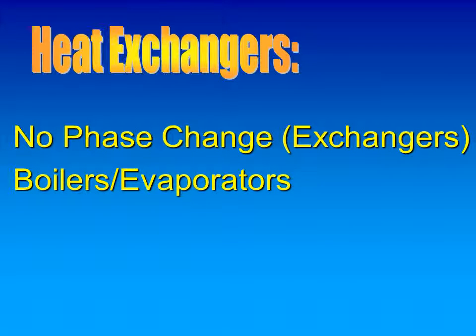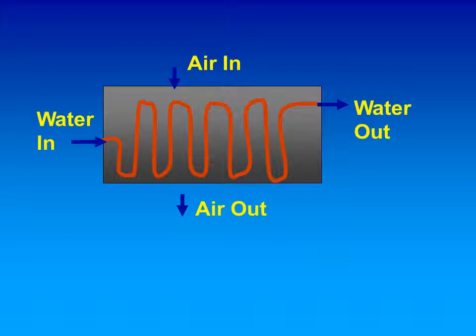Boilers and evaporators, you do have phase change, so at least one of the fluids is changing from a liquid to a vapor. Another fluid may just be changing temperature, but at least one of the fluids is boiling or evaporating. Condenser is the opposite of boiling and evaporating. In a boiler, you put heat into the fluid that's boiling. In a condenser, you take heat out and it goes from vapor to liquid.